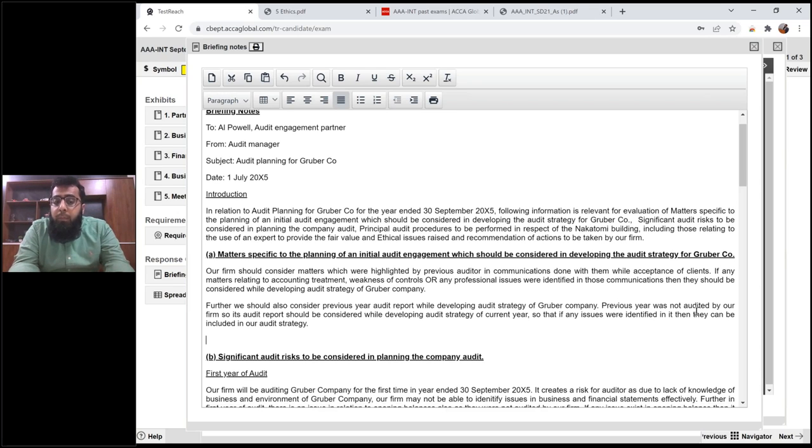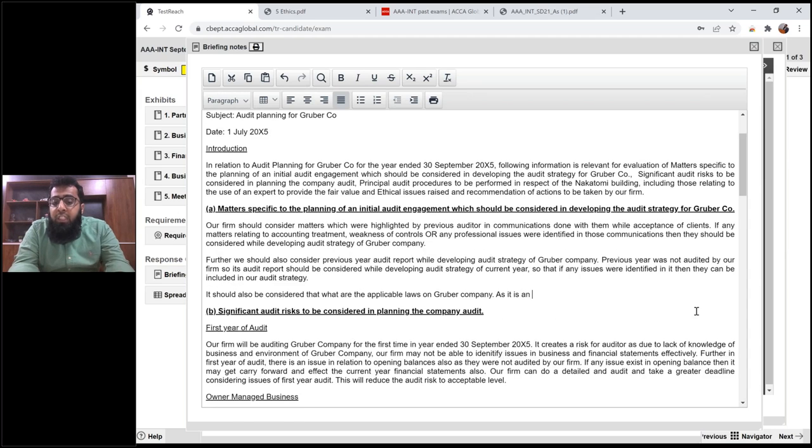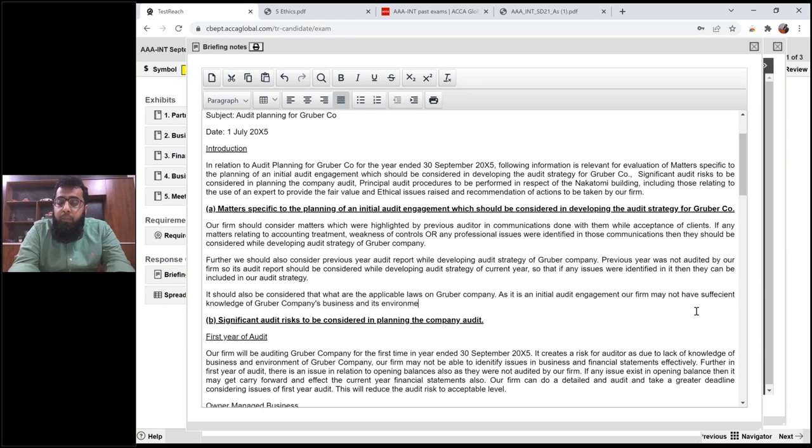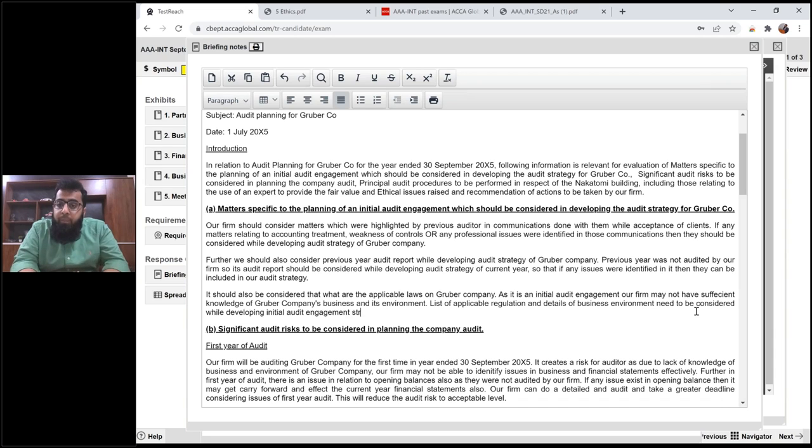It should also be considered what the applicable laws on Gruber company are, as it is an initial audit engagement. Our firm may not have sufficient knowledge of Gruber company's business and its environment. The list of applicable regulations and details of the business environment need to be considered while developing the initial audit engagement strategy. Okay. Are you people getting it?